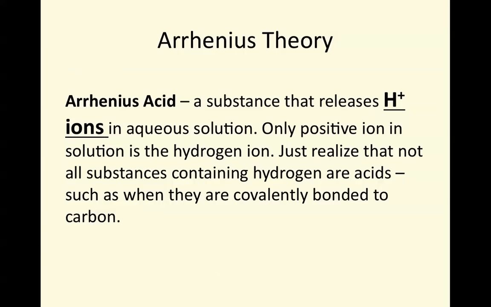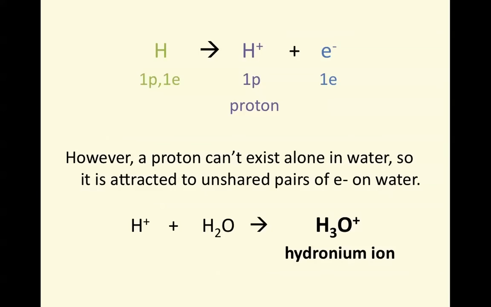And that's how we would define an Arrhenius acid. Just realize that not all substances containing hydrogen are acids. You can look at Table K in your reference tables to see a few examples, especially when hydrogens are covalently bonded directly to carbon. This usually indicates that you have an organic molecule or a different type of molecule and not an acid. And we'll talk a little bit more about that in class tomorrow.